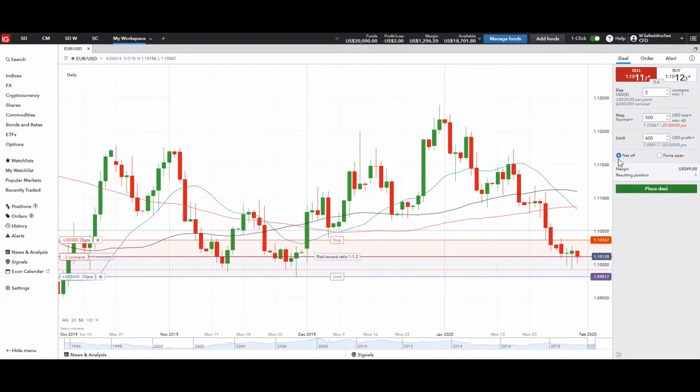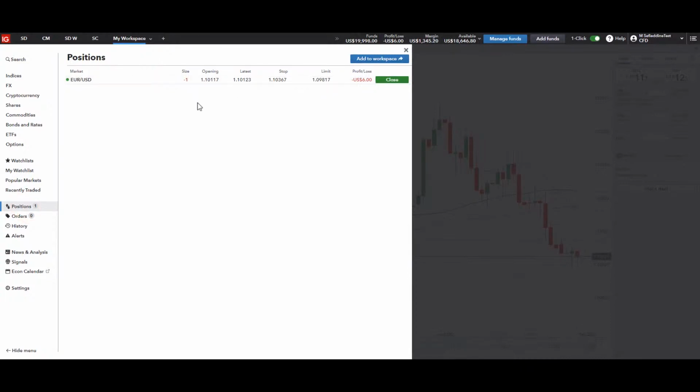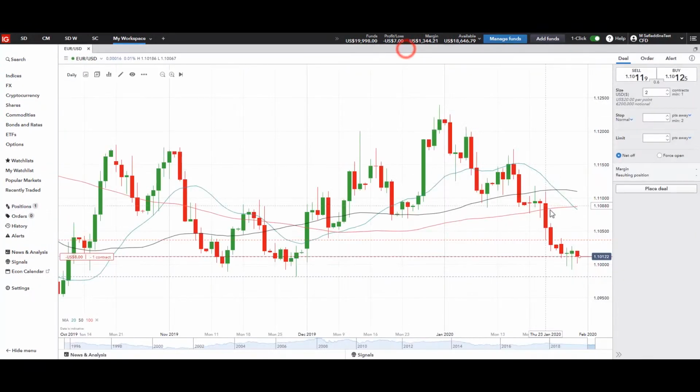So we're going to do 2 examples, one with net off and one with force open. We're going to place the deal with net off. Because we had one buy position, we then initiated 2 sell positions. One sell position closed the buy position; they netted off, and now we end up with one sell position. So you're saying, I put an order in for 2 sells. Yes, but you had one buy position open, so one of those sell positions got canceled with the buy, and this is what we're left with. The resulting position is -1. We have one lot as a sell position.